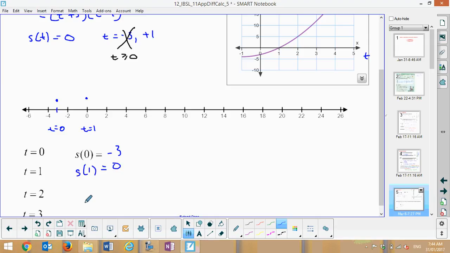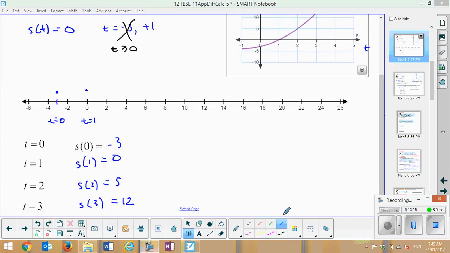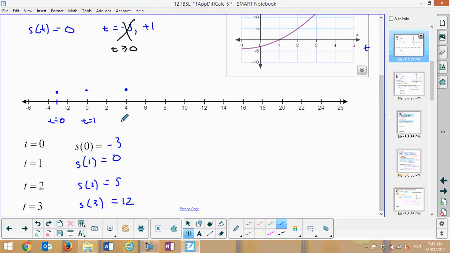So we can go through and work out each of those values to see whereabouts it is, or we can just read them off the graph. So let me fill that in for you. All right, so we've got these other points. It's at 5 when t is equal to 2, and it's now at 12 at t equal to 3. So we can certainly see from this it's going faster. Here it's getting faster and faster, and it obviously will keep getting faster.